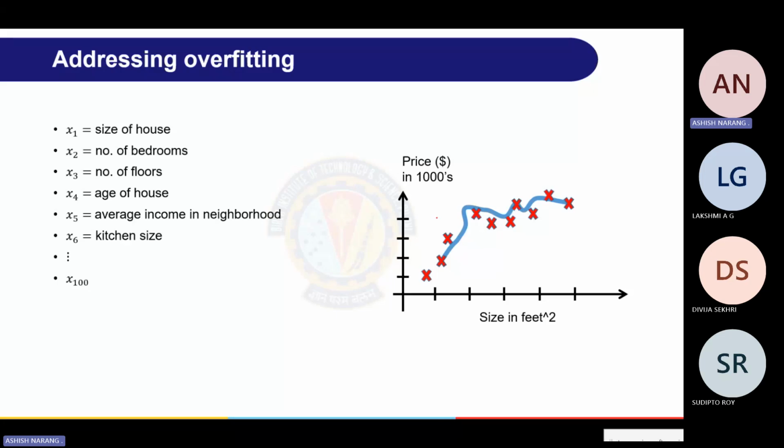So these are the number of input features on the basis of which I'm going to determine the price of a house. And now you see there are 100 features. And this is the price of the house. This is a two-dimensional plot, size in square feet and price in thousands.